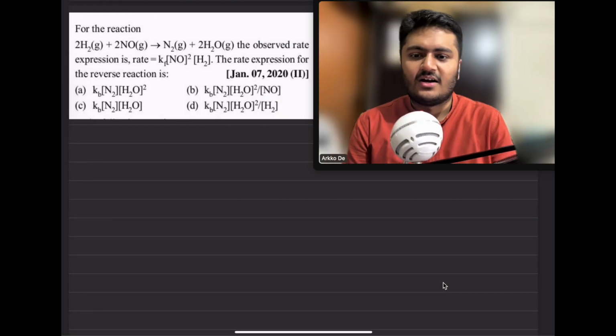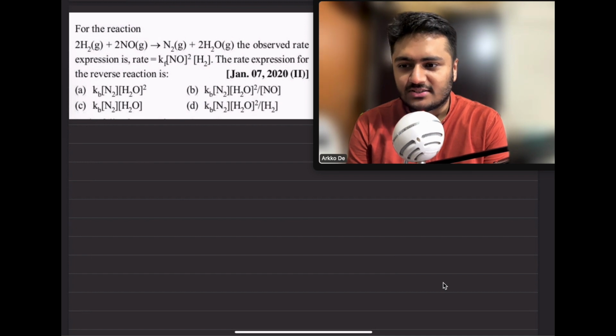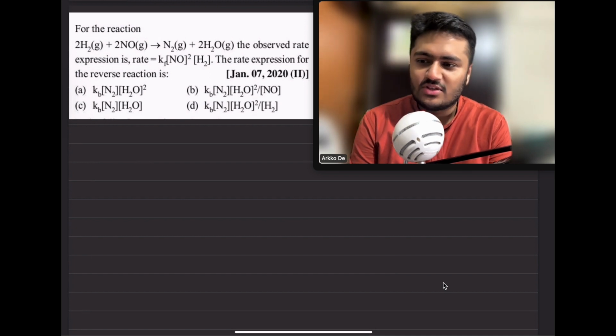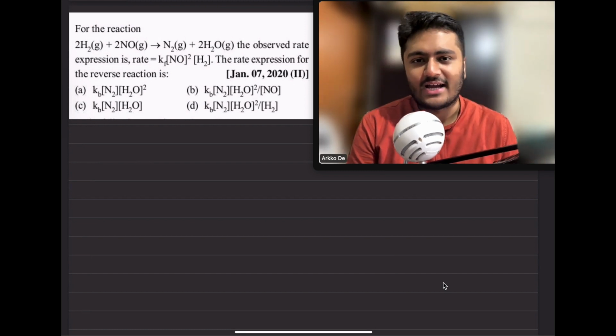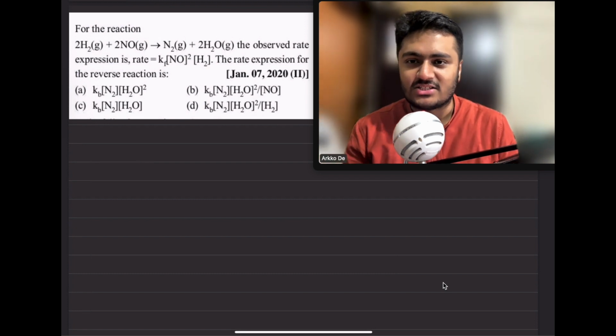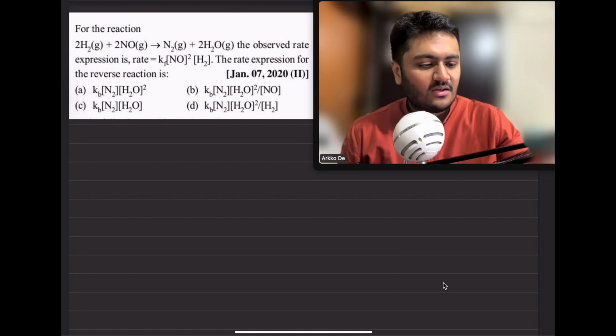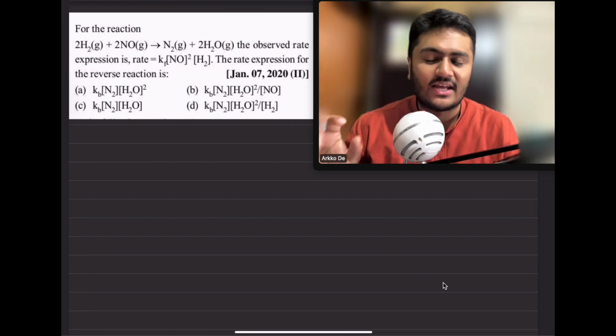Alright. Now let's look at the next question. As you can read in the question, there is a reaction and they have given you the observed rate expression. As you all know, for any reaction, the rate law is always experimentally determined. We cannot just read the reaction and directly write the rate law. But we can definitely give some sort of an idea. For example, for an elementary reaction, we can write the rate law.